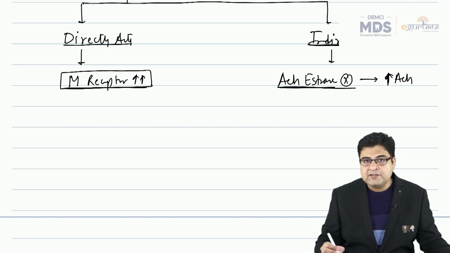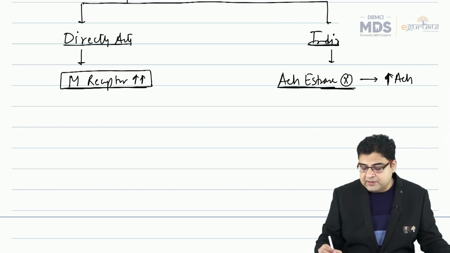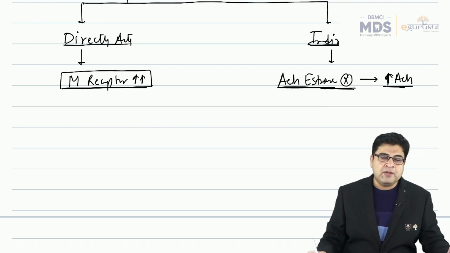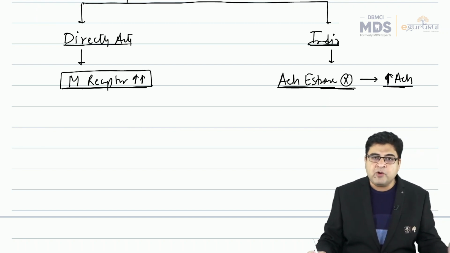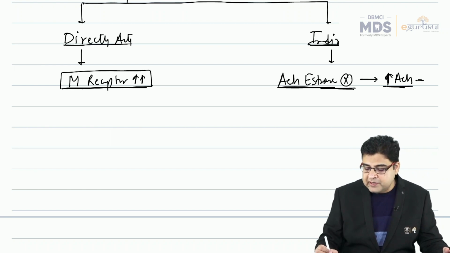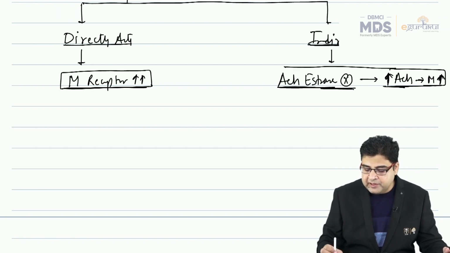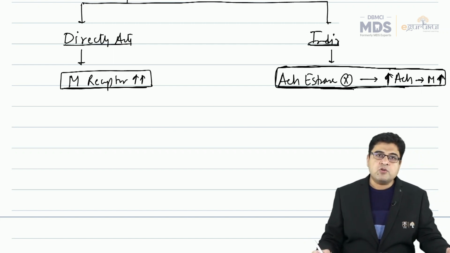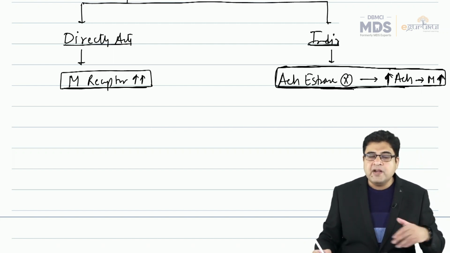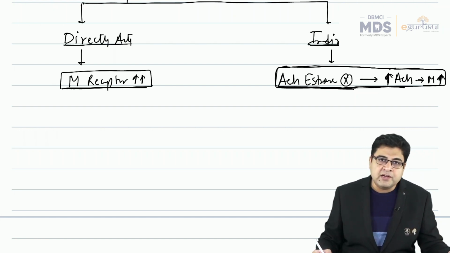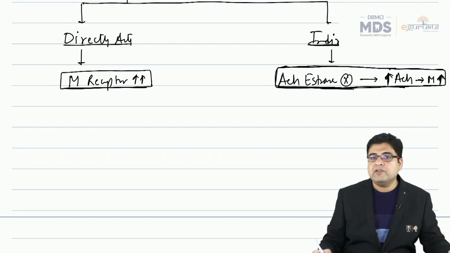So by inhibiting the acetylcholine esterase enzyme, acetylcholine metabolism will not take place. Acetylcholine will stay in the body for a longer time, and now this acetylcholine will act on the muscarinic receptor for a longer time. So ultimately the muscarinic receptors are stimulated here again, but the medicines are not stimulating the receptor directly. Medicines will stimulate the receptor indirectly. So this is the indirect action of the drug.